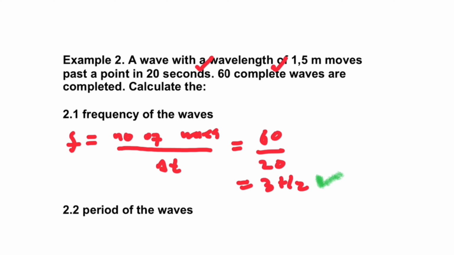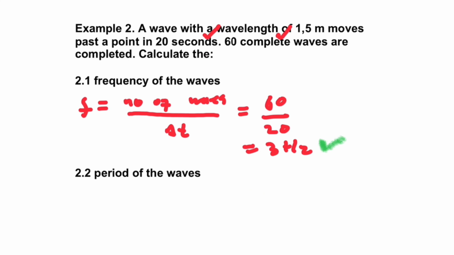Period of the waves. Now that we have the frequency, it becomes easy to determine the period of the wave. We know that the period, denoted by T, is equal to 1 divided by the frequency. So we're going to have 1 divided by 3 being equal to 0.33 seconds. So this is the amount of time taken to complete one wavelength. Time taken for one wavelength to pass a given point: 0.33 seconds.